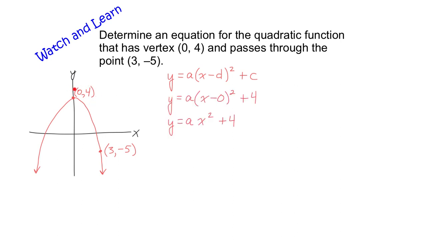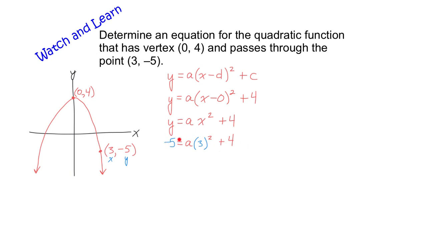I know the coordinates of the vertex, so I know d is 0 and c is 4. Now x minus 0 is just x, so I'm going to simplify this. x minus 0 squared is just x squared. I still don't know what a is though, so I'm going to have to figure that out. And that's where this other point comes in. I know at this point on the graph, x is 3 and y is -5. So I'm going to plug those values in for x and y. So x is 3, y is -5.